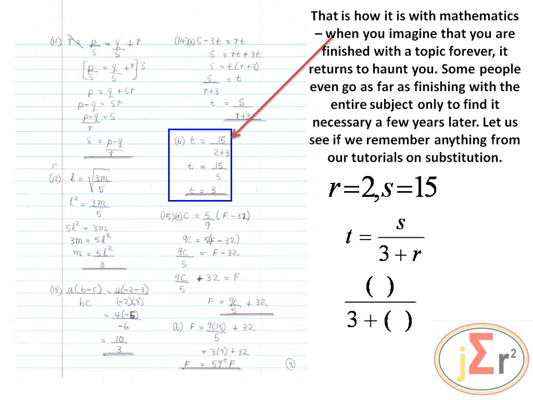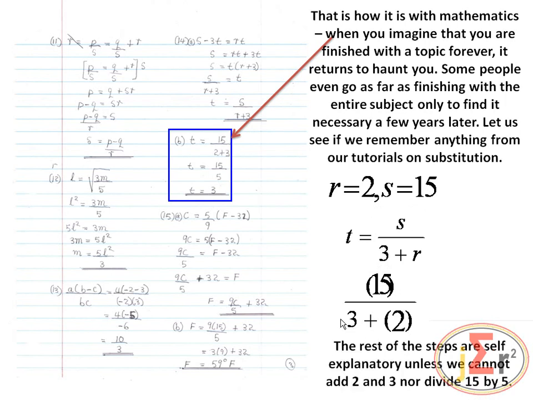Of course, yes, we remember. Create the template, that's first. Then we will just insert those values into the template, and the result is very simple. 15 divided by the sum of these two, so 15 divided by 5, that is equal to 3. The rest of the steps are self-explanatory, unless we cannot add 2 and 3, nor divide 5 into 15. And 15 divided by 5 is equal to 3.